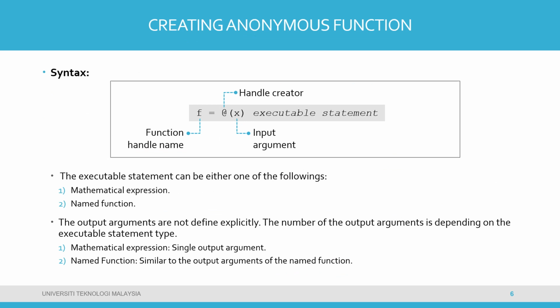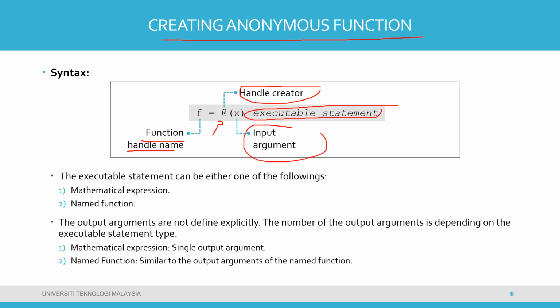So how to create an anonymous function? So you just put a function handle name. Okay, what is the name of the function, and then you create a handle creator. You just put @ or add, and then the input, and then lastly the function itself. Okay, executable function can be either one of the following, okay, mathematical expression or name function.